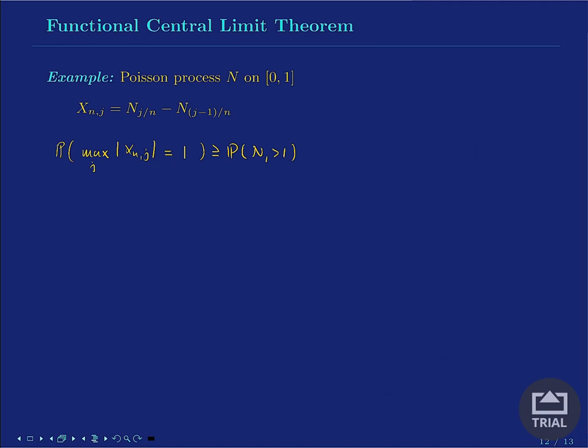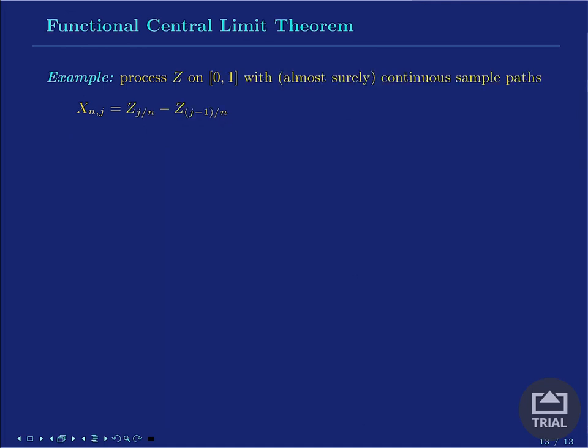So that means that this maximum here cannot converge to 0 in distribution, as actually with some positive probability it stays away from 0. So this means that taking this original Poisson process of course does not lead to a Brownian motion, as a Poisson process simply is not a Brownian motion.